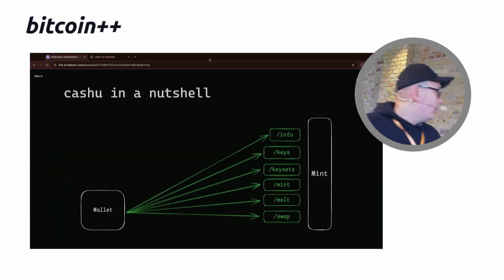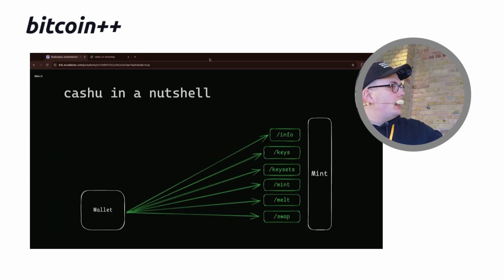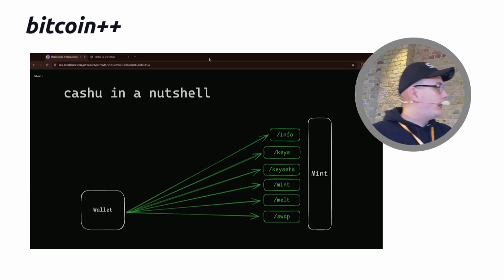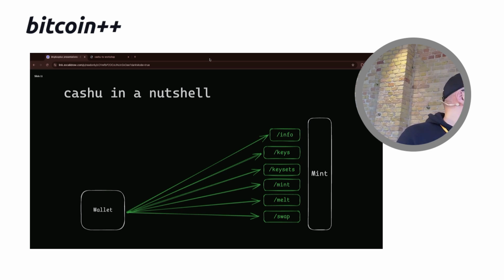And this is actually how it looks like, right? So as I said, a mint is nothing more than a sophisticated web server that exposes a web server API that has a couple of endpoints that you can use to do stuff, right? And these are actually all the things that we're going to do today. So you can get some info about your mint.